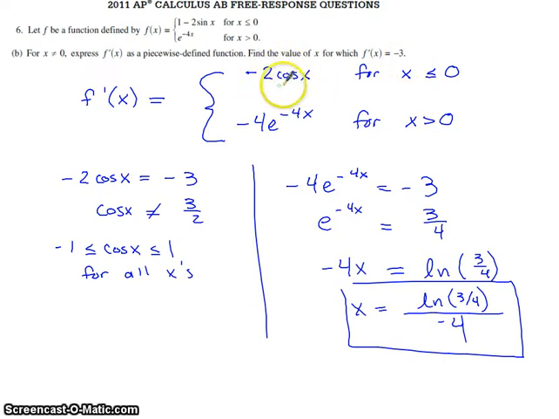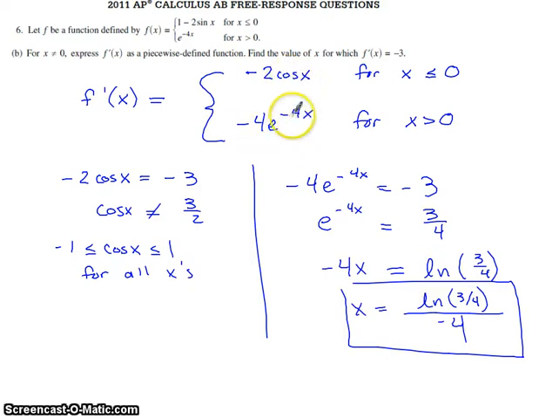So I set the top piece equal to -3, and I ended up here, when I divided each side by -2, getting cosine of x equals 3/2. Well, cosine of x is going to range between -1 and 1. I can't take the cosine of 3/2, that's undefined. So this piece is never going to be equal to -3.